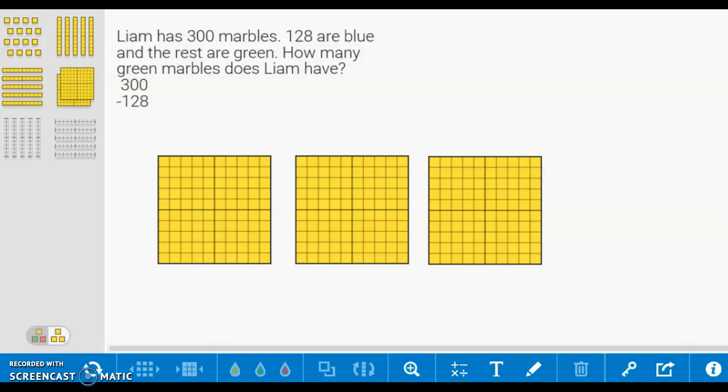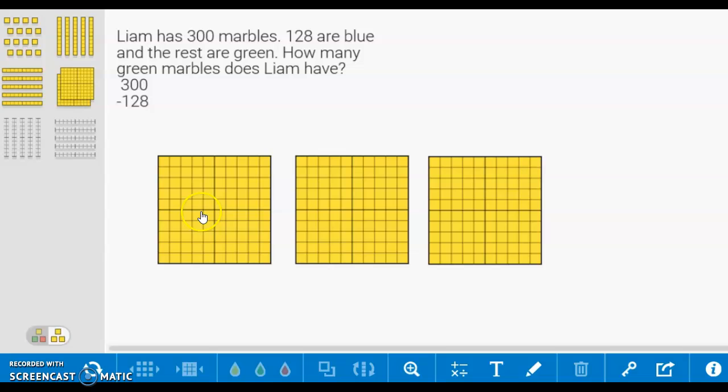Hi, this is a part whole, part unknown word problem. Liam has 300 marbles, 128 are blue, and the rest are green. How many green marbles does Liam have? And we'll come over here, and we'll see 300 minus 128.